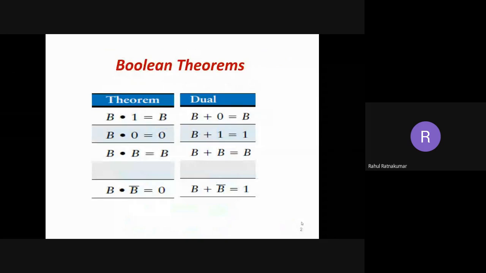B into one equals B. That is a property of the AND gate. When one is there, it allows the AND gate to pass whatever data is coming in the other input. So B into one equals B, right? And B into zero, the AND gate is off.